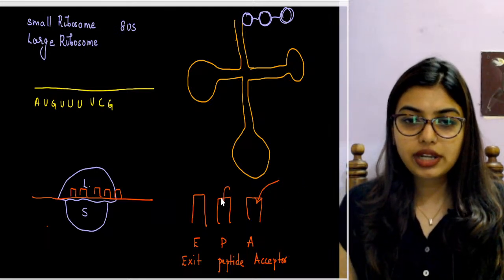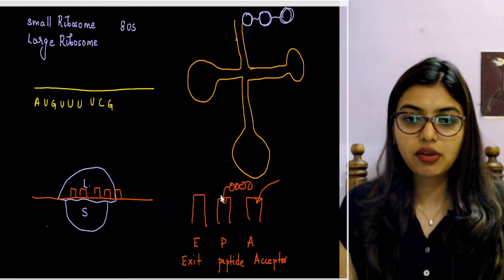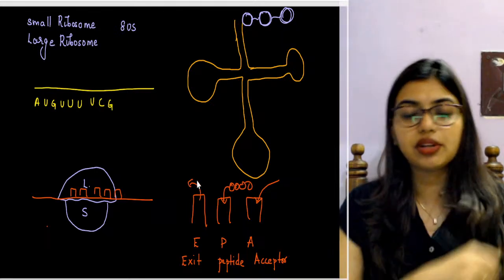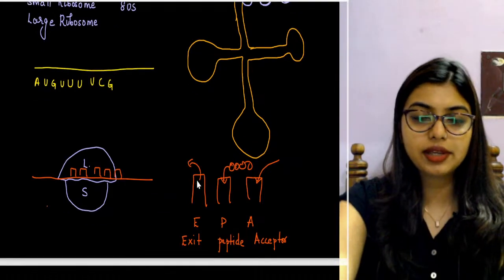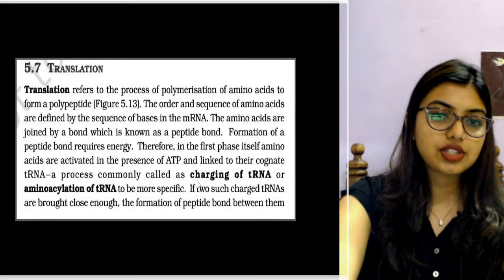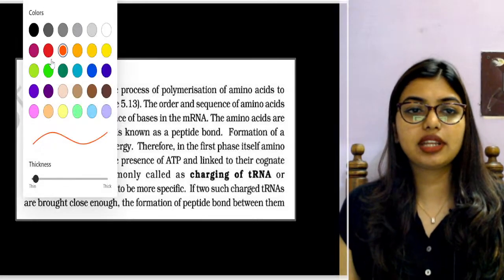After that, it is going to attach here. Here the polypeptide chain will be formed and it is going to exit from here. One is coming, joining, going. That's it. Okay, like our class, one is joining, coming, going. This is only what is happening in our class also.